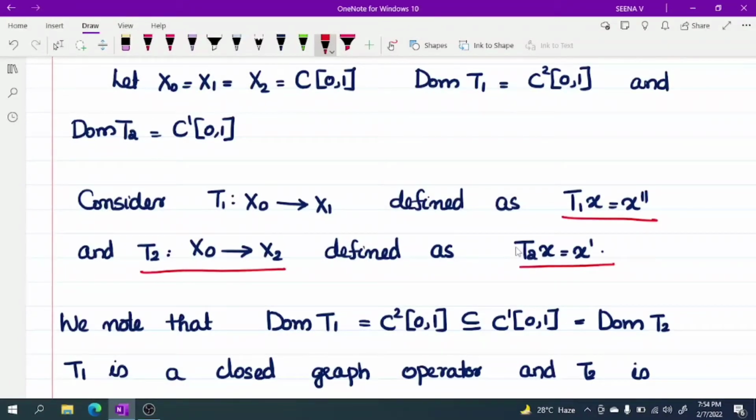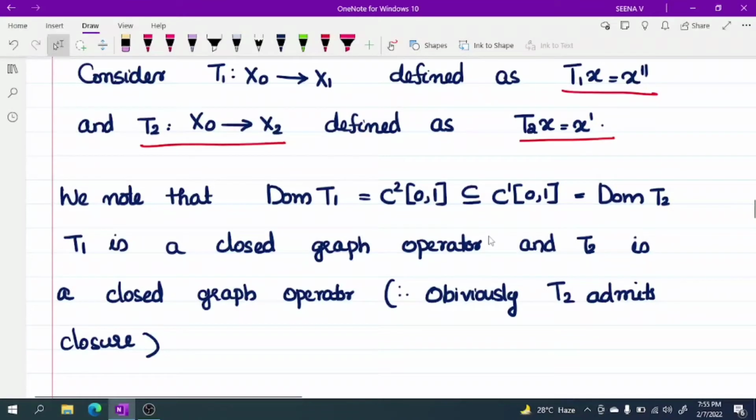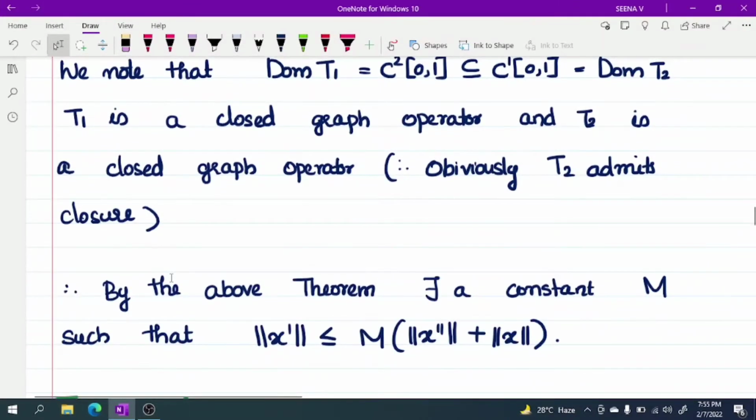That means differentiable functions. So the domain of T1 is actually C2[0,1], which is completely contained in C1[0,1], which is equal to the domain of T2. So the domain of T1 is contained in the domain of T2. And T1 is a closed graph operator, because we have already discussed in an example that the differential operator is a closed graph operator, therefore it also admits a closure. So T2 is also a closed graph operator, therefore T2 admits its closure.